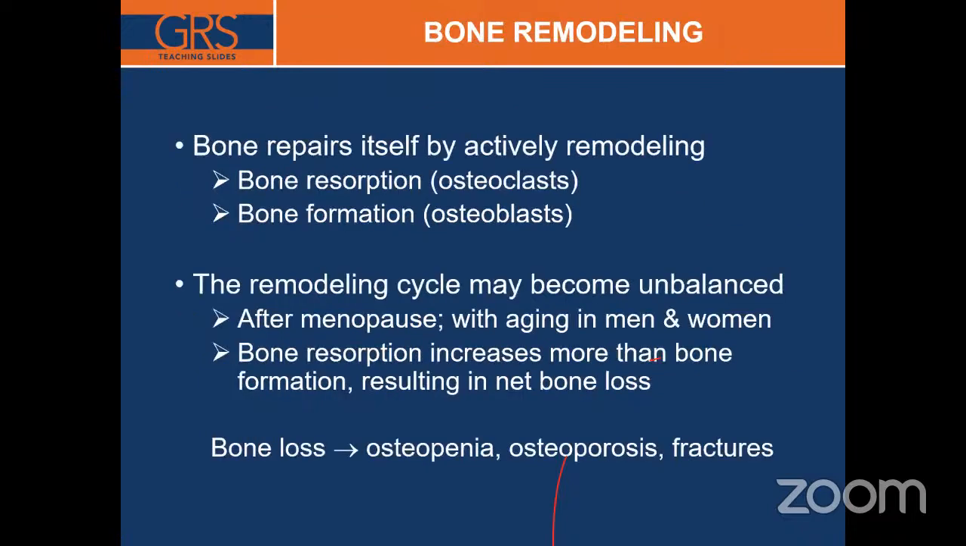Bone remodeling. Bone is always actively remodeling. Bone resorption is done by osteoclasts and bone formation by osteoblasts. The cycle may become unbalanced, leading to osteoporosis. After menopause, with aging in men and women, bone resorption increases more than bone formation, resulting in a net bone loss. Bone loss leads to osteopenia first, then osteoporosis, and then eventually fractures.